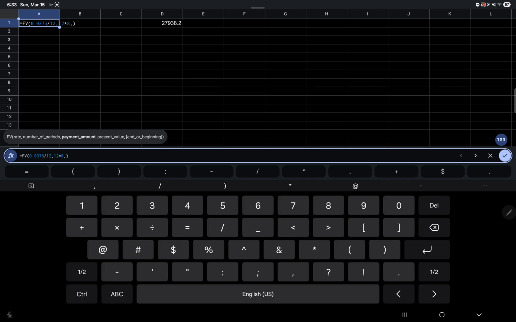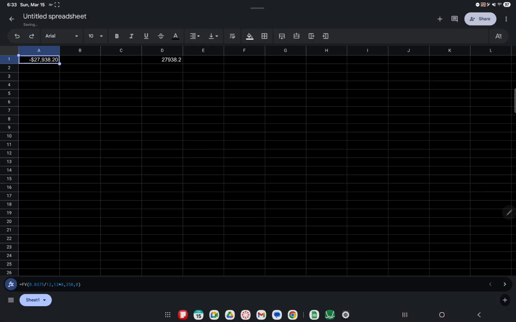The payment amount. Well, we're told we're doing 250. And then it says present value. So we're assuming, unless it says otherwise, that the present value is 0. Then I can hit enter, and then I hope I get that same number.